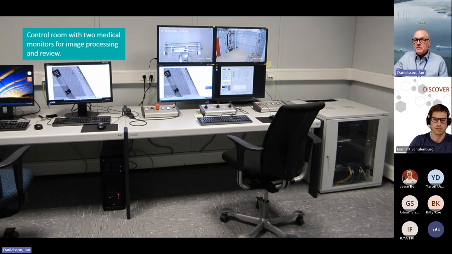And here is the control room. There are 4 monitors at the desk that we can see here. One medical monitor for image processing, one standard monitor for machine control, and 2 monitors for room cameras. In addition, we installed the joysticks, start and stop buttons, and e-stop. We also have an offline review station with a medical monitor and desktop PC. The image processing system is also running on this station. The images captured by the system are reviewed at this station.